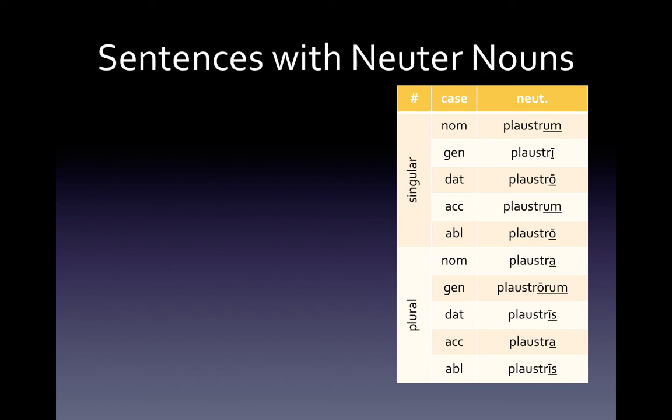All right, so let's look at a couple of sentences with a neuter noun. Plaustrum means wagon. So we have the sentence plaustrum viam claudebat. Pause for a moment and write down this sentence. Label it with verb, subject, and direct object. And then when you are done, unpause the video and you can check your answers. Okay, so I'll assume that you have already done that.